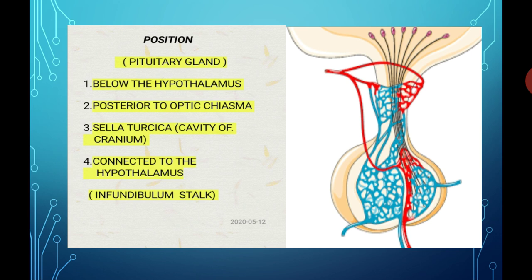We will repeat the points again. Position of a pituitary gland: it is situated below the hypothalamus and posterior to the optic chiasma. It is lodged in the cavity of the cranium, known as the sella turcica. Further, it is connected to the hypothalamus by means of one stalk, called the infundibulum stalk. This is about the position of a pituitary gland.